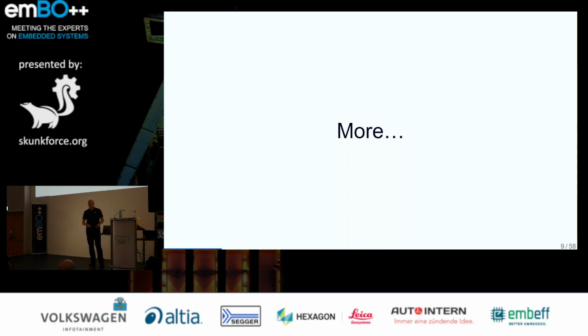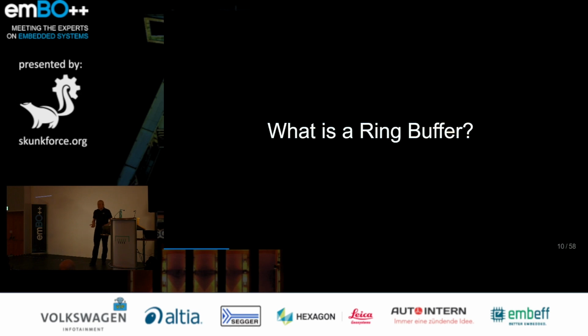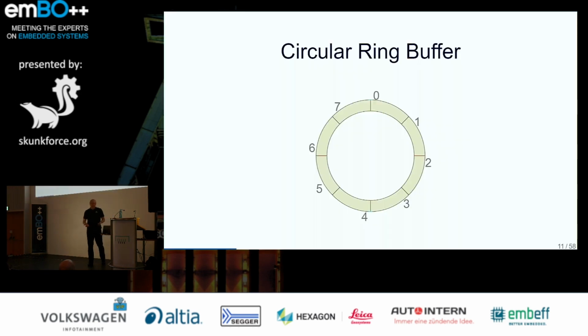We want to use a ring buffer. What is actually a ring buffer? I try to give a very basic explanation. You can think about it as a circular memory. I have 8 memory cells here, indexed from 0 to 7. And then you have 2 indices, one for reading and one for writing. This is the empty state, how we initialize it. So both indices are 0.